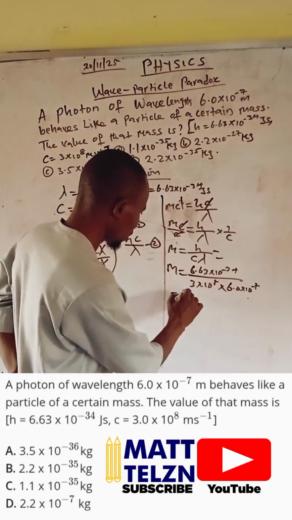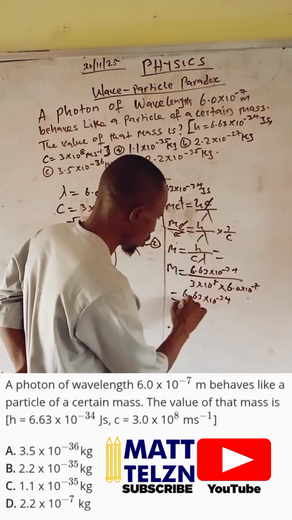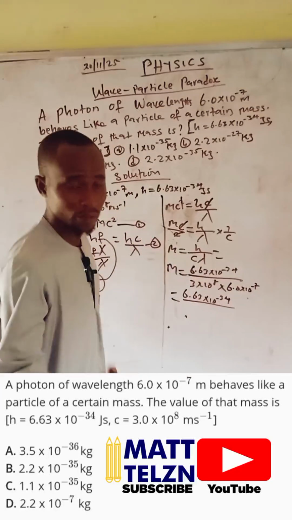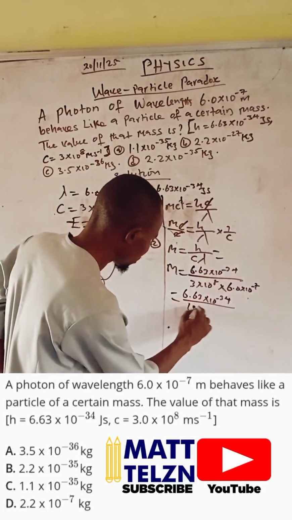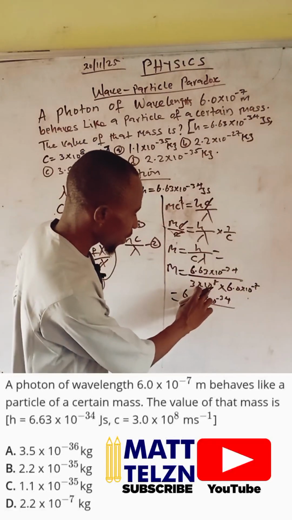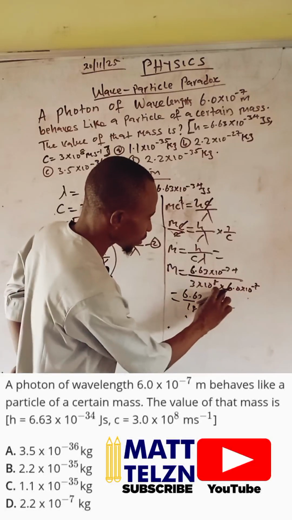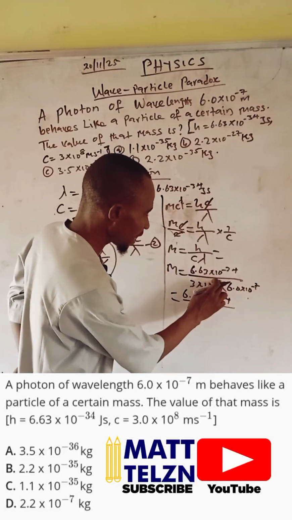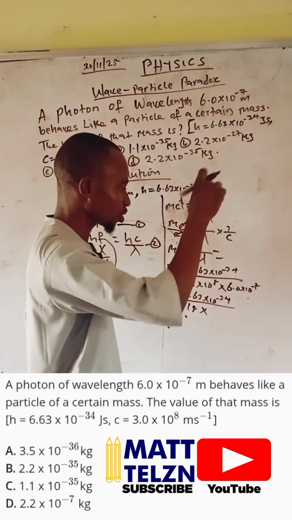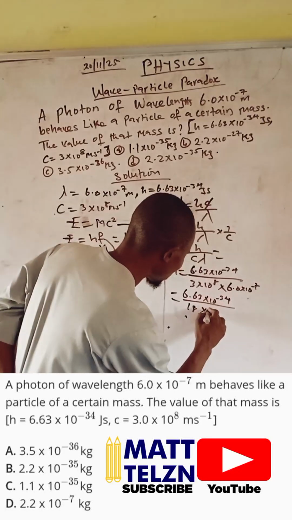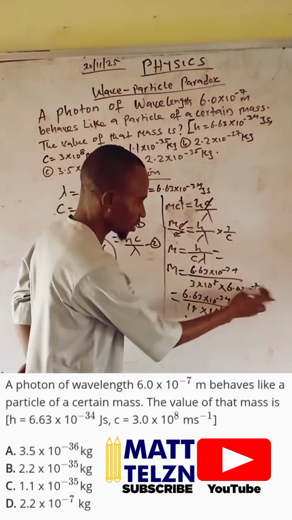What I have here, 6.63 times 10 raised to power minus 34 divided by, apply law of indices, 3 times 6 will give me 18 times. Now when I have the same base multiplying each other, what I'm going to do is add the powers, 8 plus minus 7. So what I'm going to have is times 10 raised to power 1, if I apply law of indices here.